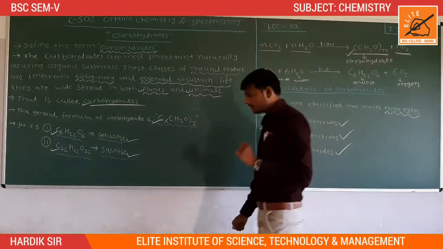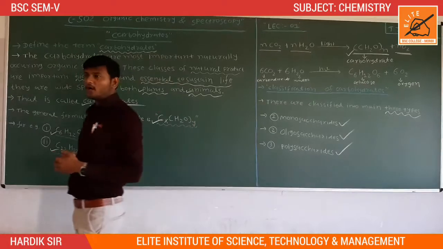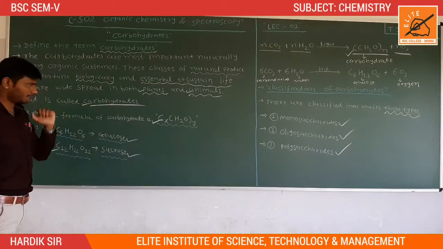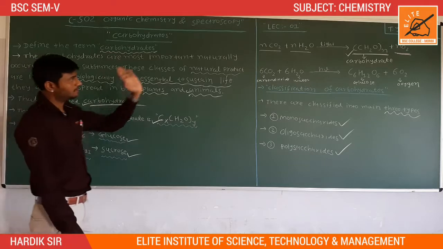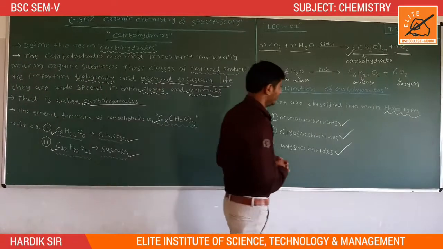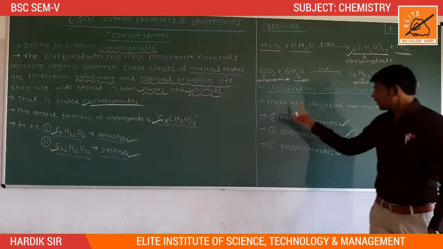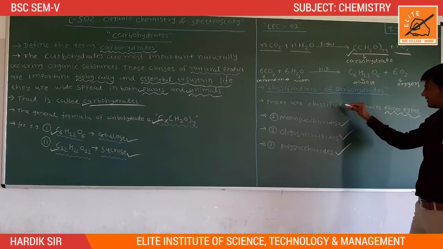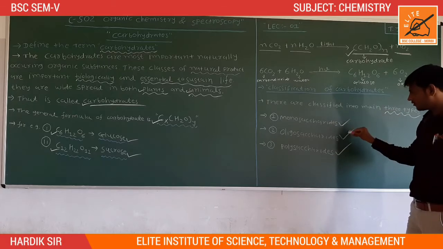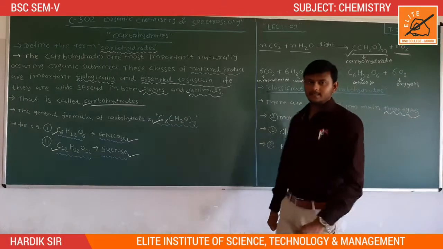So we have learned about the definition of carbohydrates, the general formula of carbohydrates, examples of carbohydrates, and the general reaction of carbohydrates. We have also learned about the classification of carbohydrates, which has 3 main types: monosaccharides, oligosaccharides, and polysaccharides.